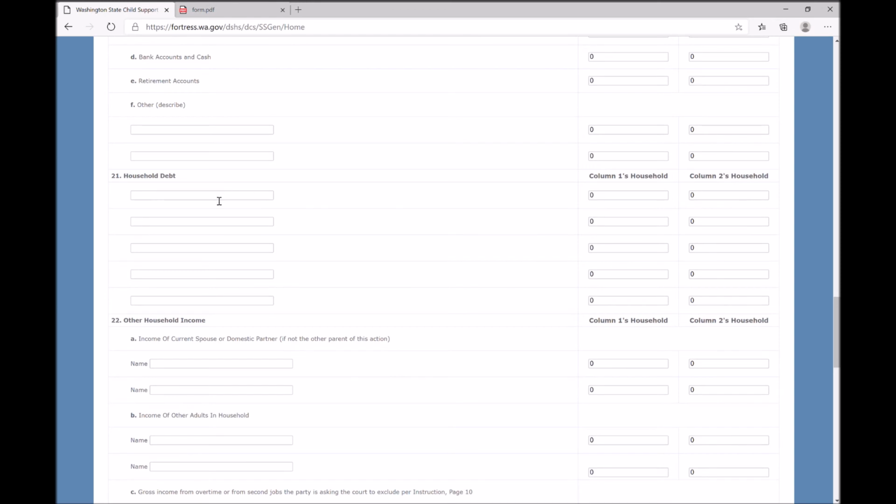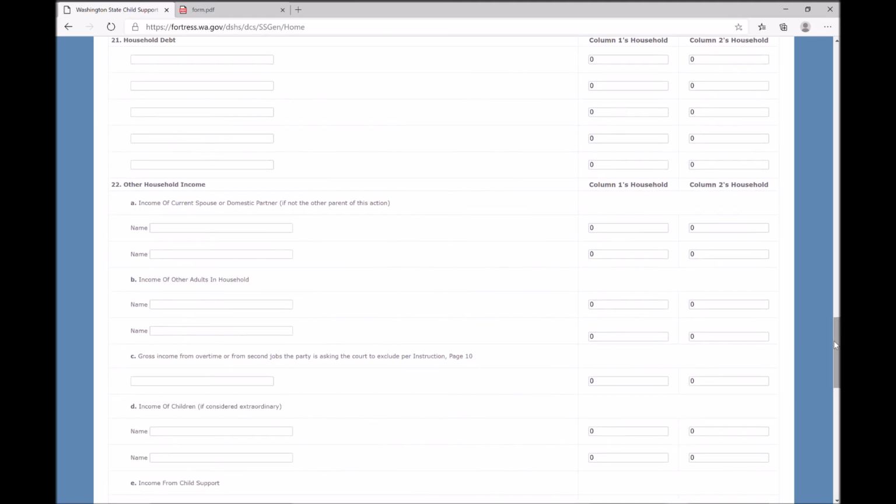You could list household debt. You could list other household income, for example, income of current spouse or domestic partner, if not the other parent of this action. This is normally not considered for regular cases, but in this case, when one parent is asking for a deviation, these kinds of extraordinary expenses or incomes become important.